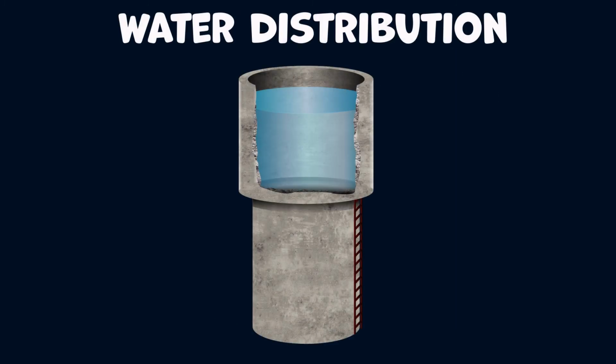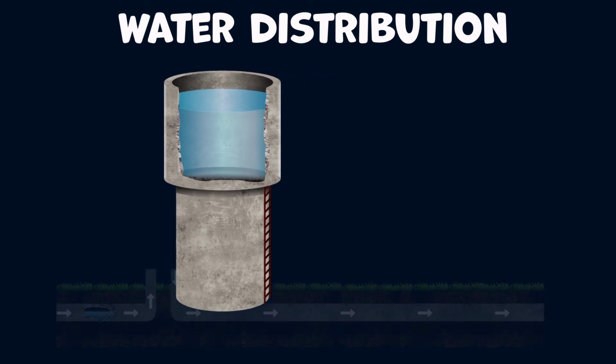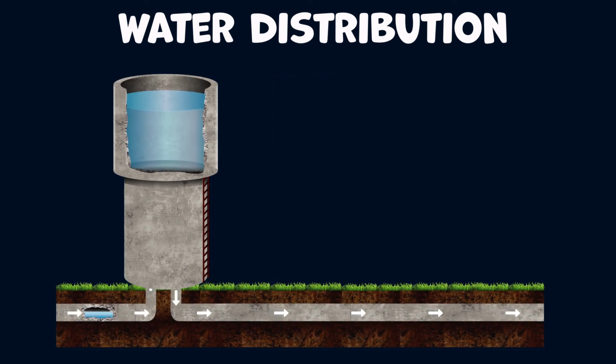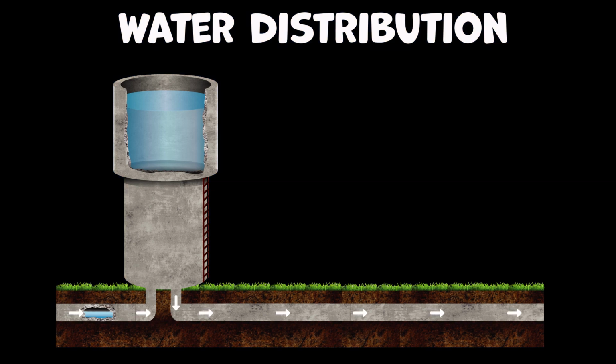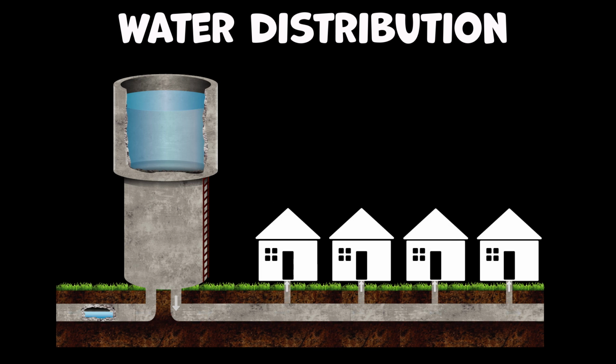The water is now safe, and the last step is to distribute it out to the community. To do this, the water is first pumped up a water tower. Due to the water being up so high, the pressure builds up and the water gravity feeds out through pipes or water mains to houses and businesses, where it can be used for many activities including drinking, cooking, bathing and watering the garden.